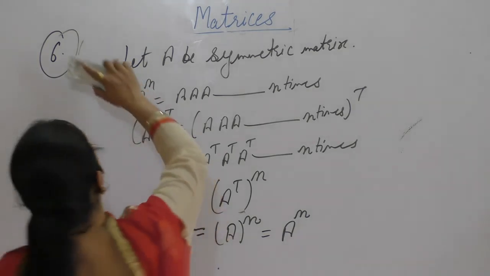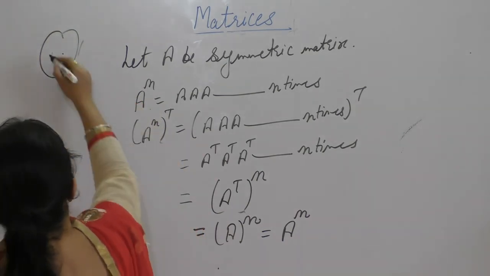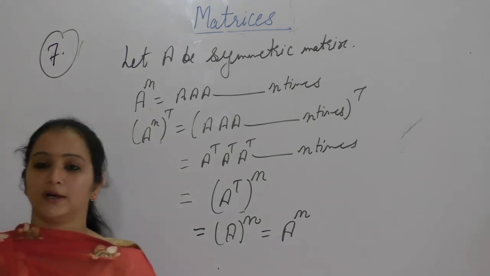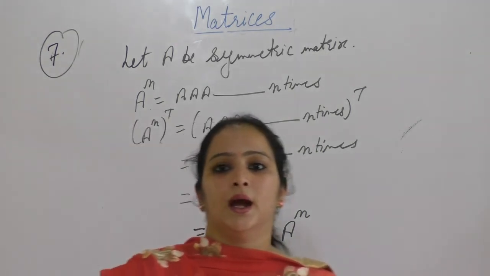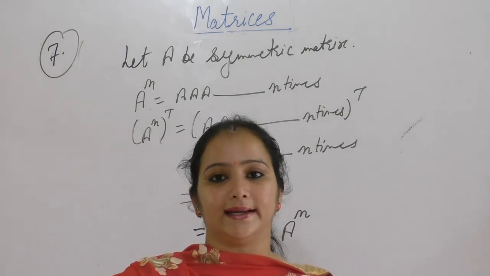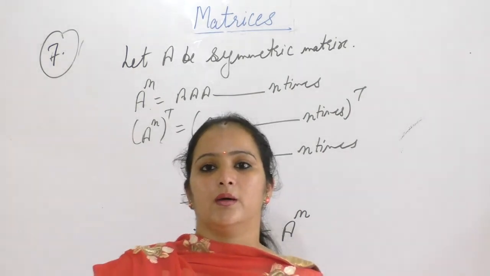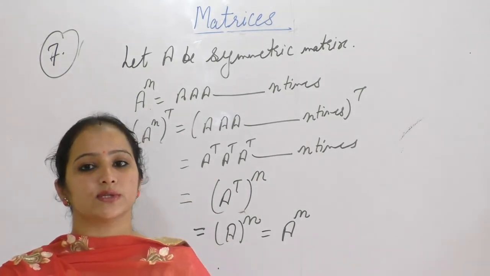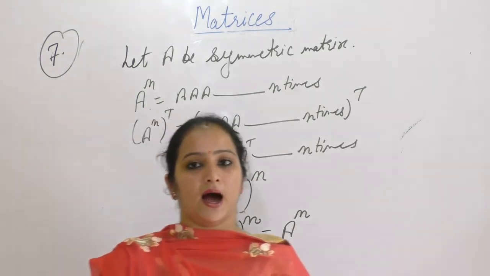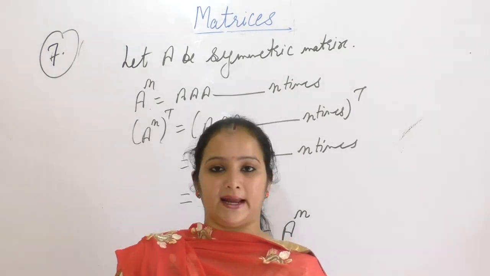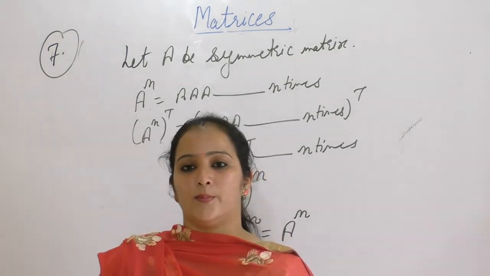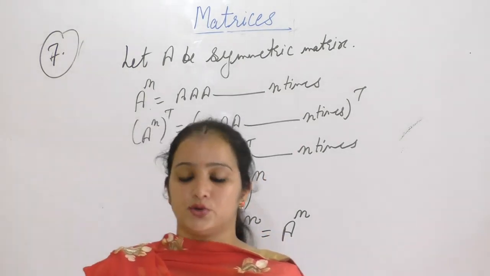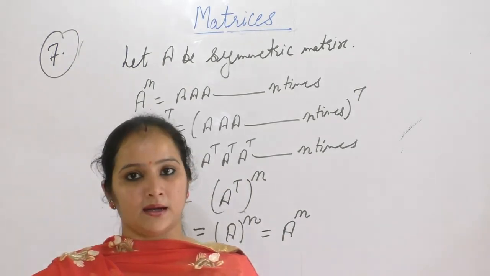Now the next one is question number 7. Write the statement. Show that positive odd integral powers of a skew symmetric matrix are skew symmetric and positive even integral powers of a skew symmetric matrix are symmetric.